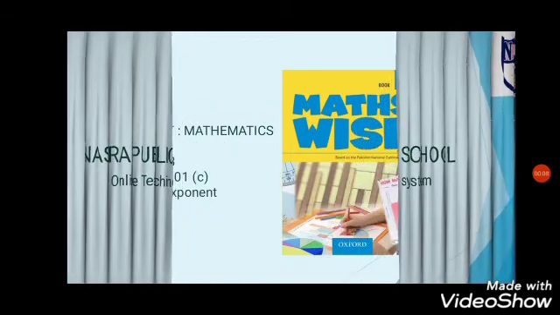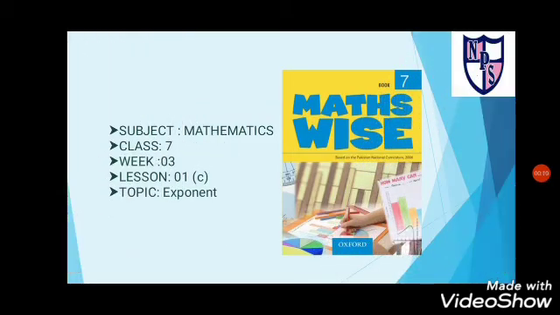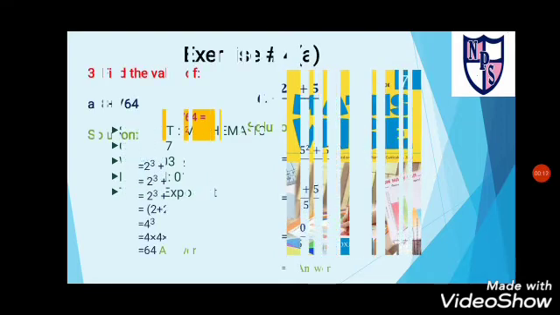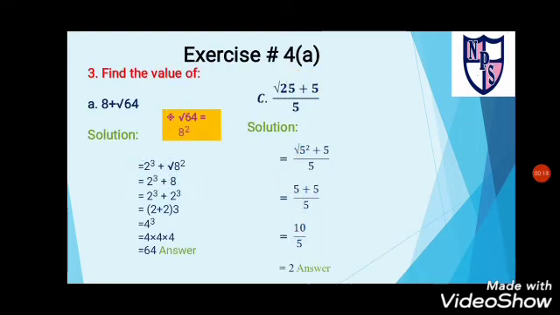This is lesson 1 part C and the topic is exponent. Students, in this lecture we will solve question number 3 of your course book exercise 4A, and the question is: find the value of part A, we have 8 plus under root 64.